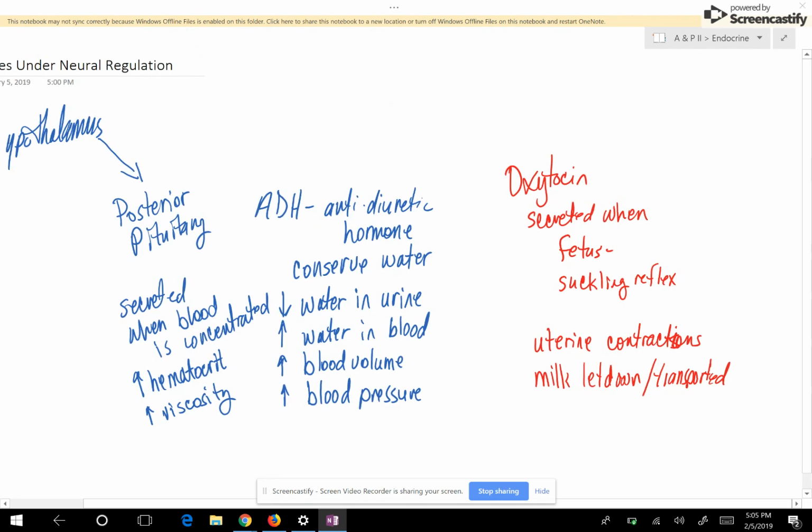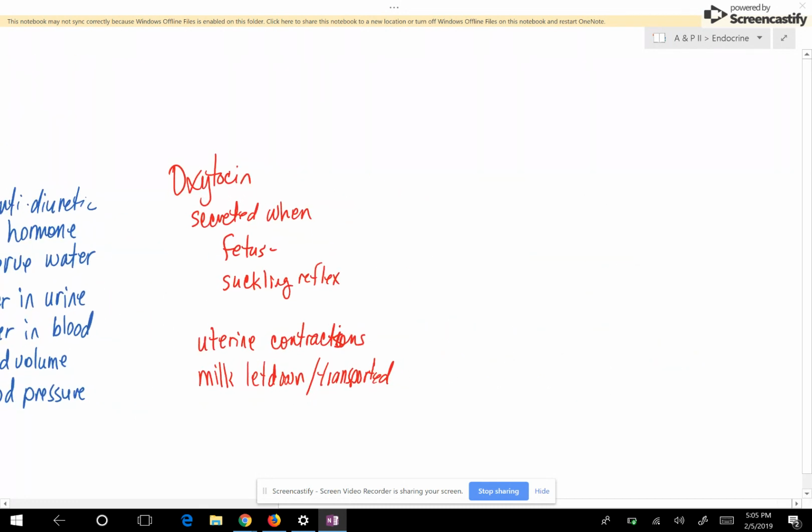Let me see if I can get this to move up and stay. I don't really know how to do that. This is kind of irritating to me. Over. Nope. Okay, here we go.